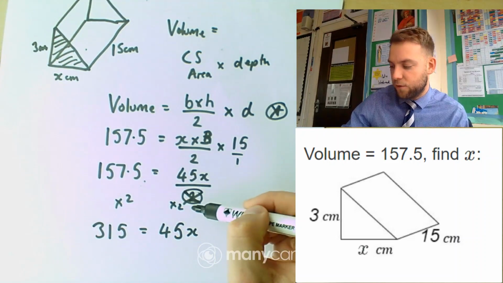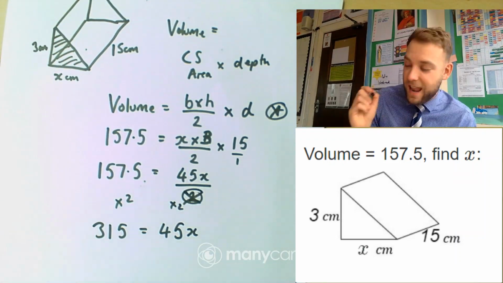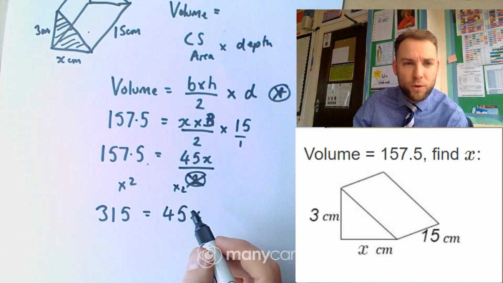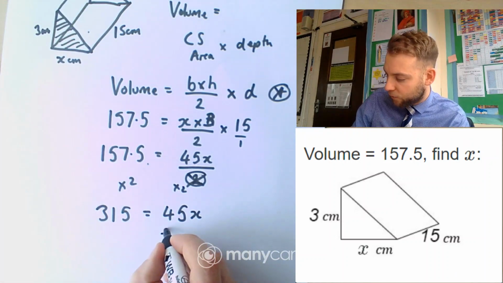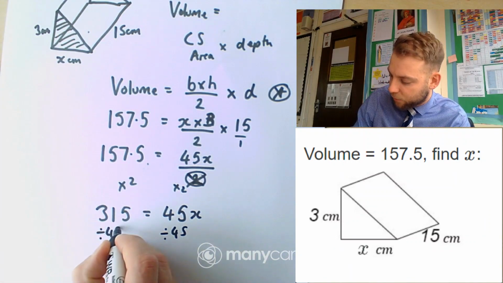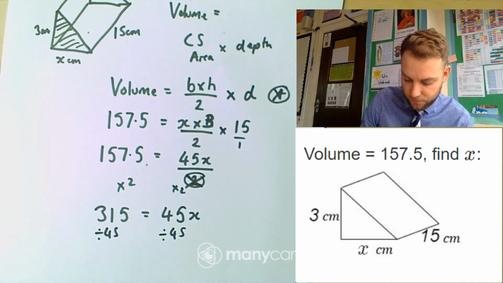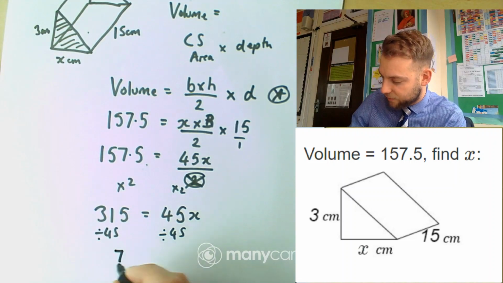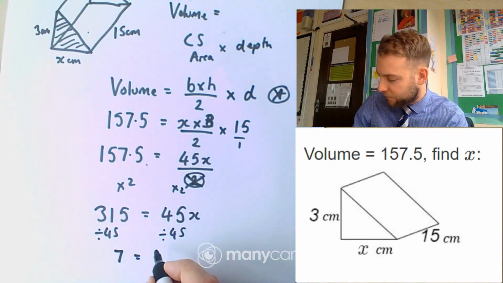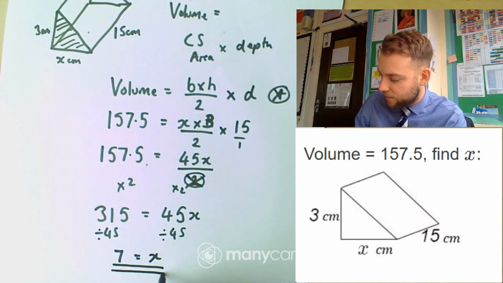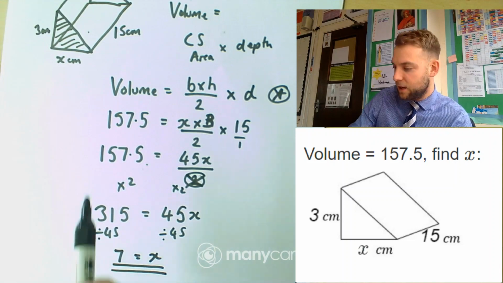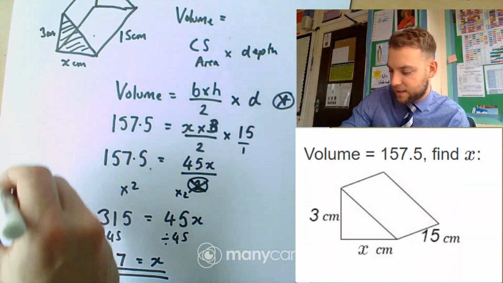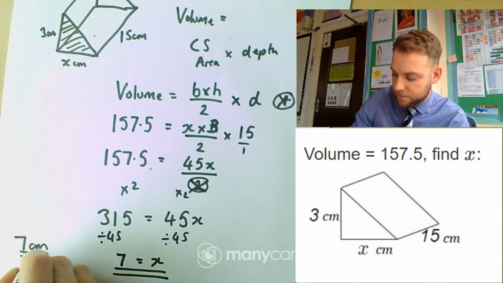45x over 2, get rid of that 2 first. The next thing I need to do to get x on its own is to get rid of this 45. And I get rid of this 45 by dividing by 45 on both sides. So I end up with 315 divided by 45, which in this case is equal to 7. 45x divided by 45 is just x. So I end up with this being 7. It's worth noting at this point, I've solved to find out what x is, but this is a length. So this is 7 centimetres.